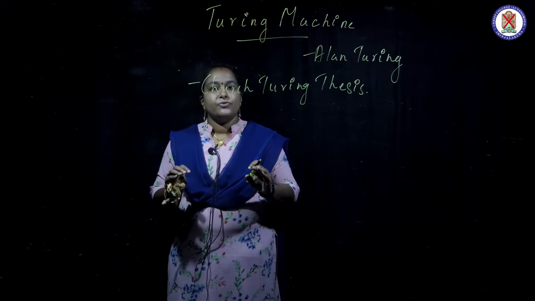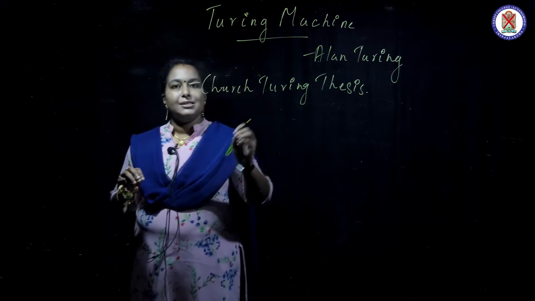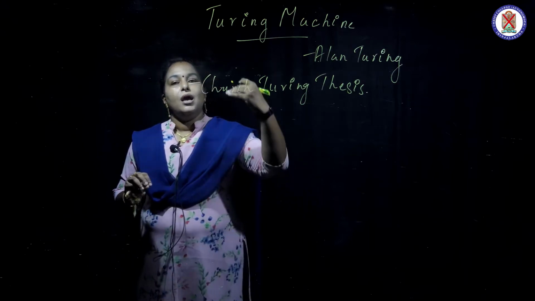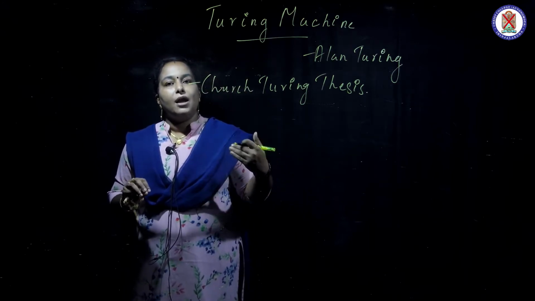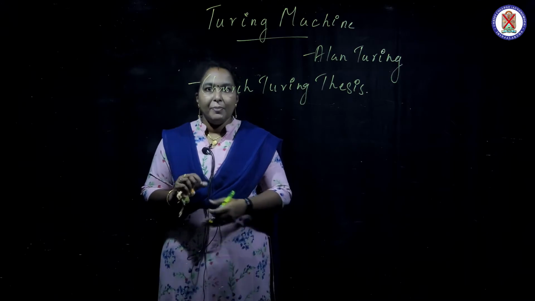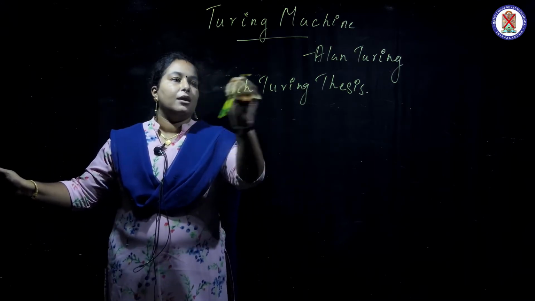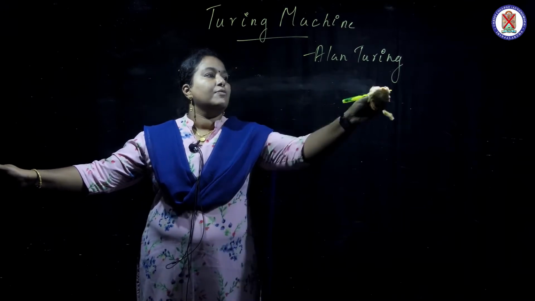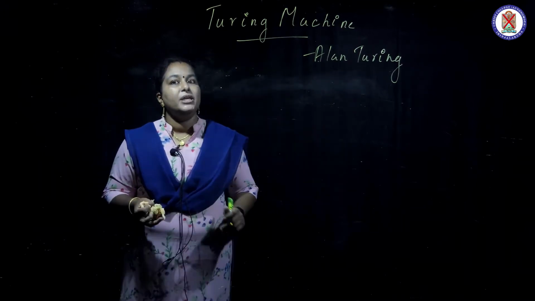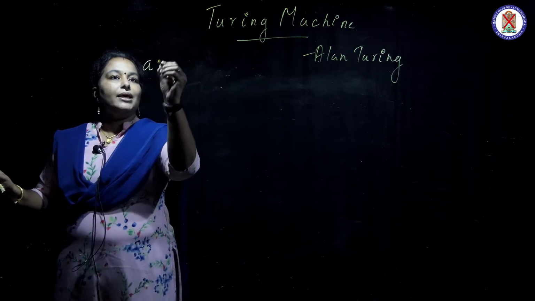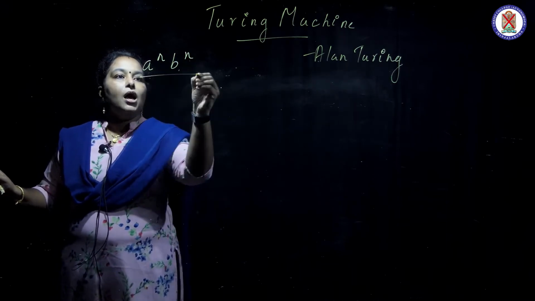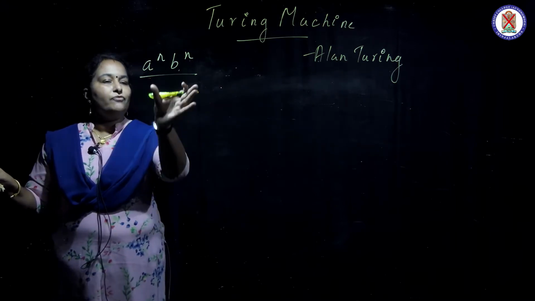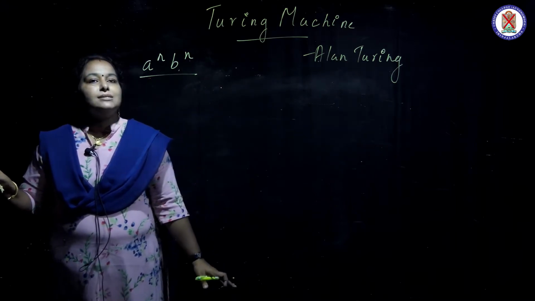Okay, first we see an example that is done by a PDA, then we will move to the examples which a PDA can't do but a Turing machine can do. So the first example we are dealing with is the first example which we studied for the PDA, that is a raised to n b raised to n. How can we design the Turing machine for this language, a raised to n b raised to n?